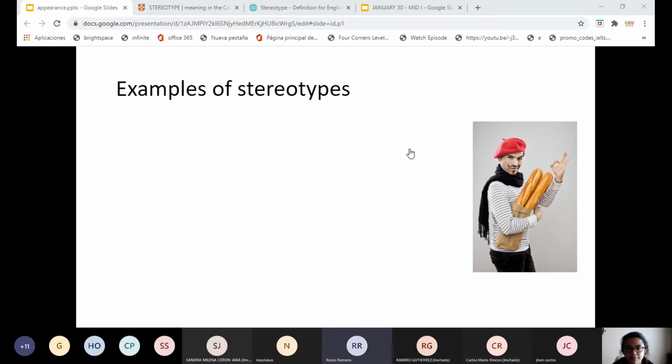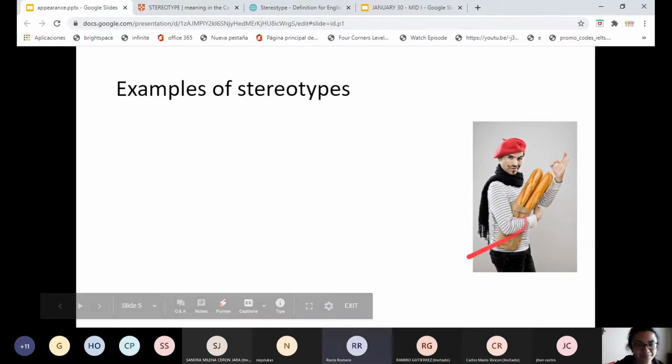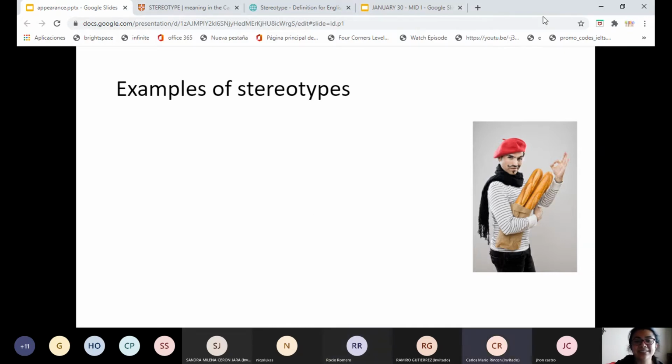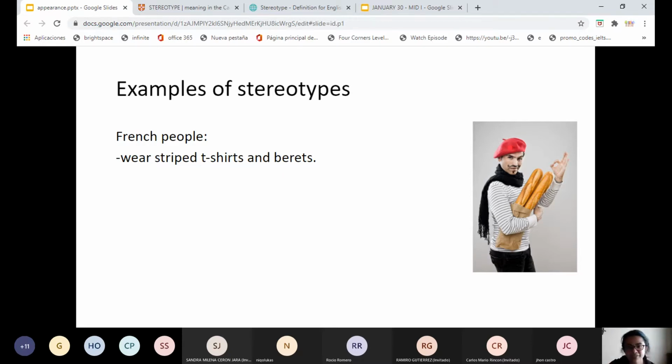For example, he likes bread. Exactly. He's a hungry man. Okay, because he has two baguettes. Yeah. Two baguettes. That's right. So, guys, this is an example of a stereotype. We believe that French people always wear striped t-shirts and berets. This hat here is called a beret, okay? So, in our minds, French people always wear a beret. We say, as Rocio just mentioned, they eat a lot of baguette, okay?